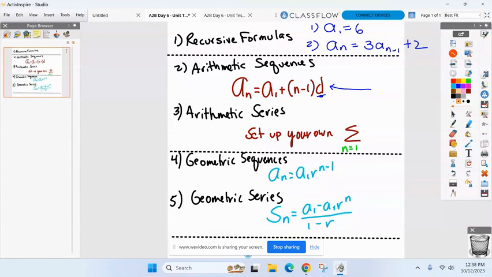Now, if you want to add them all up, you're going to have to build your own sigma. And that's part of the review today. All right, so arithmetic sequence, you're adding the same number. If you want to add up all the terms, you got to build your own sigma. There's no magic formula. And then the third part is what we did this week, geometric, which is I do what to every term?